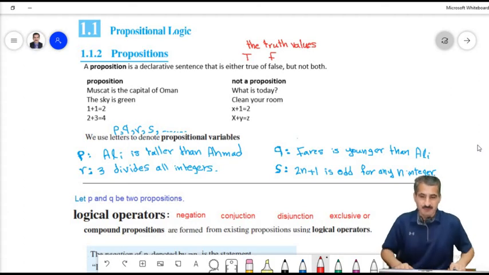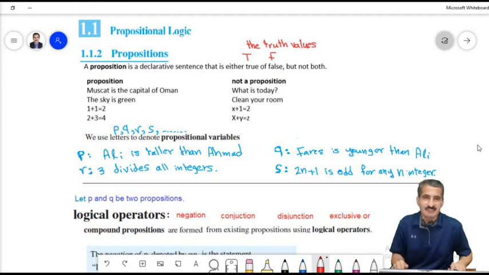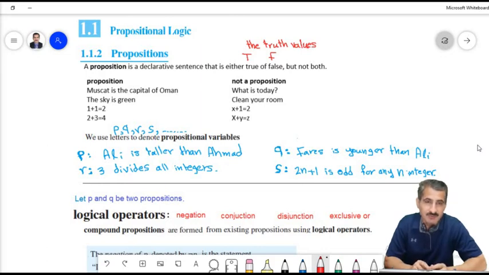Propositional logic. What is it? What is a proposition? A proposition is a declarative sentence that is either true or false. So it is a sentence that we can decide whether it is true or false.